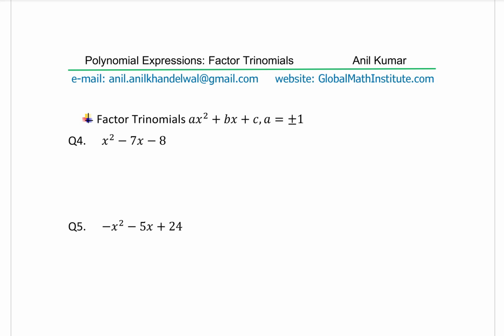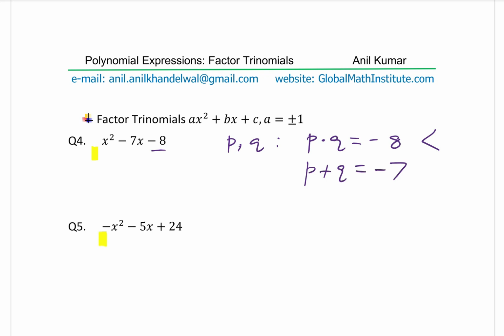Perfect. Let's move on and take the next question, which is question number 4 and 5 for us. Factor trinomials ax squared plus bx plus c, where a is plus or minus 1. Well, I've specifically written this because here we have an example which is minus 1. Here it is plus 1. Now, how can we do it? Well, same strategy. So again, we're looking for two numbers P and Q, where the product of P and Q should be equal to what? Minus 8, the constant term. And the sum of P and Q should be minus 7. The numbers could be what?